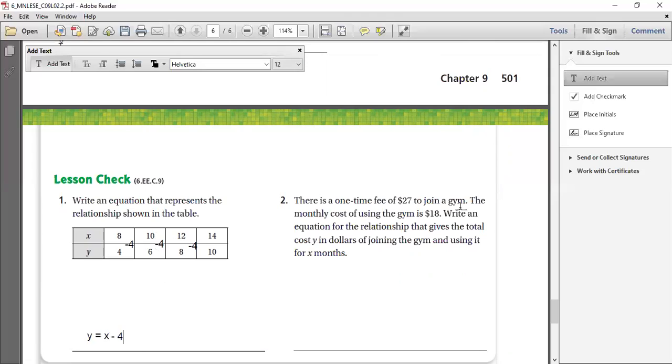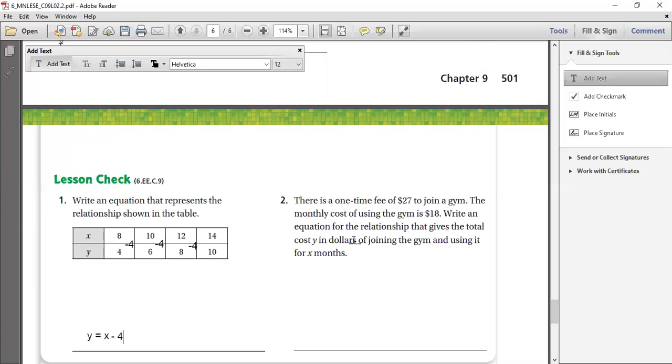Okay, question number 2. There is a one-time fee of $27 to join a gym. So anywhere you go for a gym, first you have to pay a fee. So it's a one-time fee. One time you have to pay $27, and then monthly you will pay however you are using it. So in this gym, the one-time fee is $27. The monthly cost of using the gym is $18. So for a month it's 18, but 27 you must pay when you join.